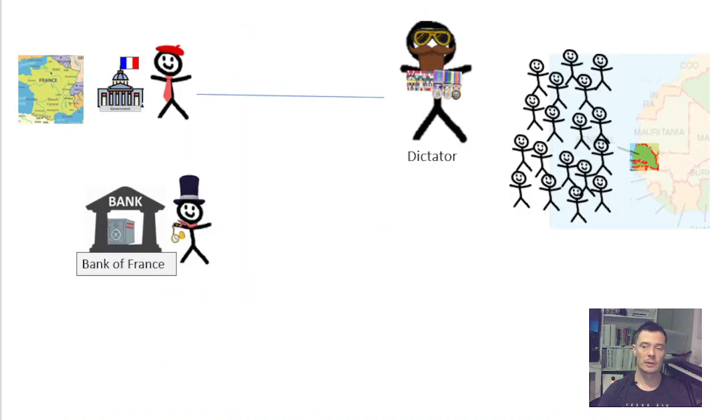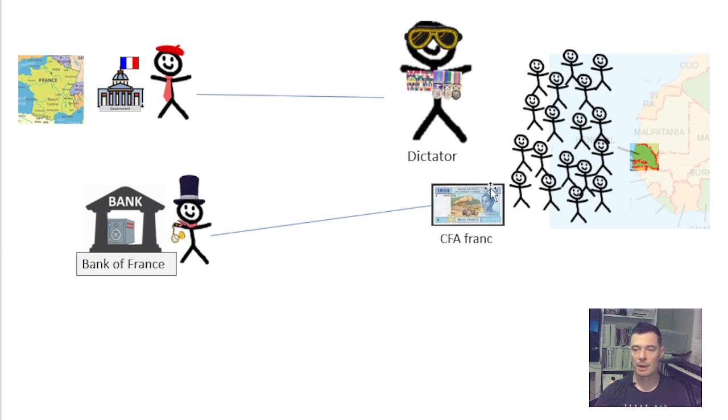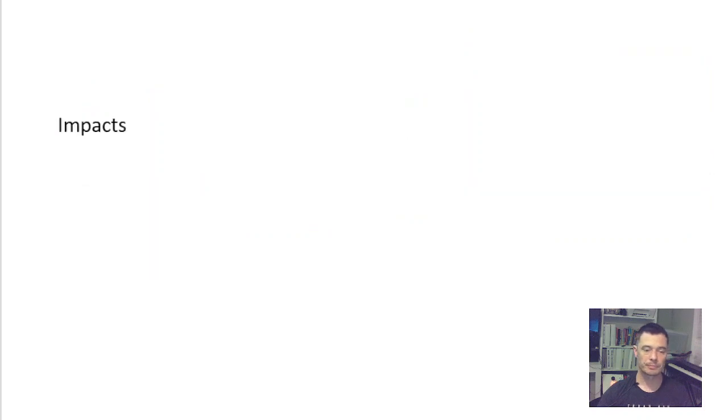So here, the relationship is this. So here's the government of France and the central bank. They have a relationship with a dictator of this African nation, and these are the individuals in that nation. And the currency that has to be used is all under the control of the Bank of France.